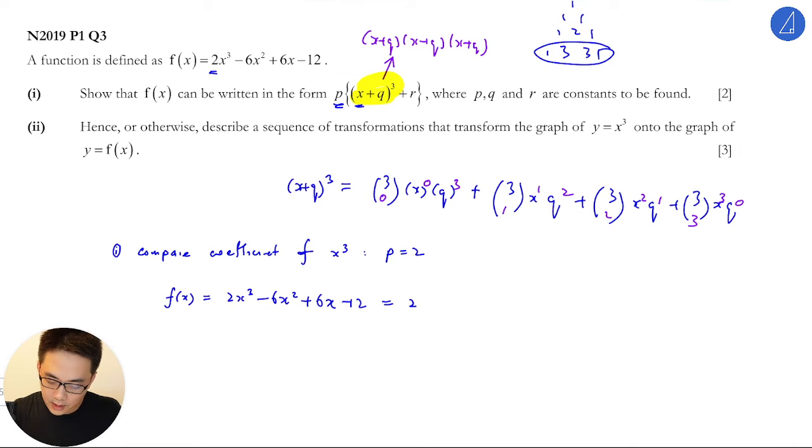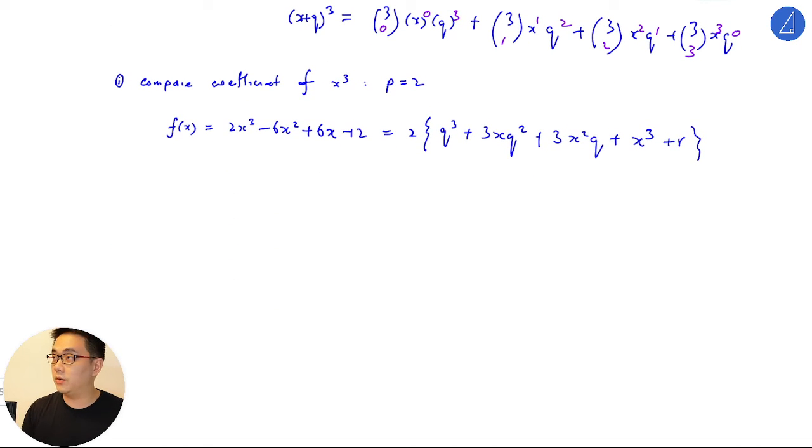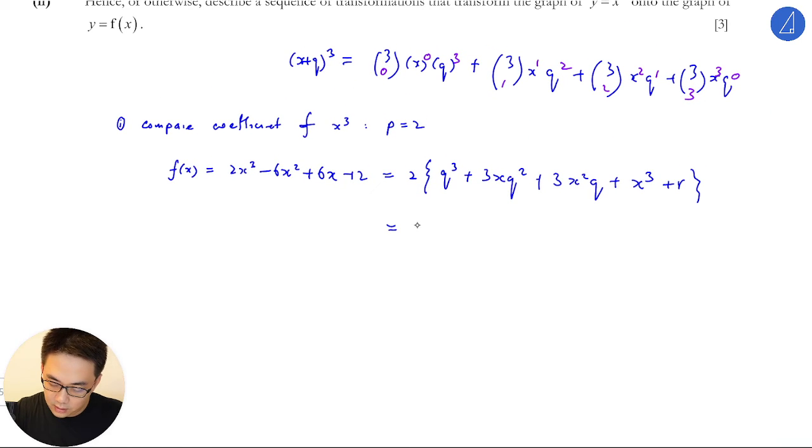So this case here, I'll just do it slowly. This is q cubed plus 3x q squared plus 3x squared q plus x cubed plus r. Then comparing the coefficients should be quite fast already. So by comparing, am I right? Yeah. Maybe I just arrange slowly. 2x cubed plus 6qx squared plus 6q squared x plus 2r.